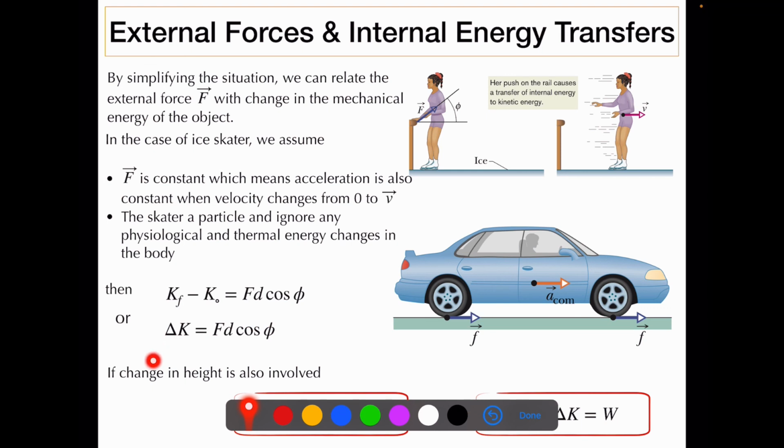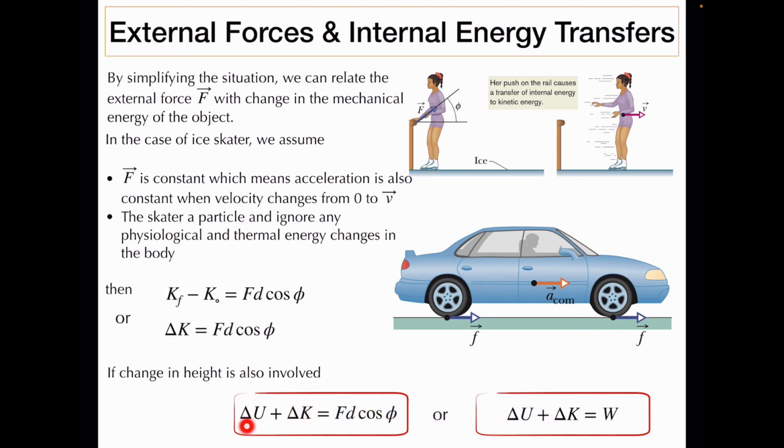And if there is some height involved also, meaning that the girl jumped, then there will be a change in potential energy also involved in it. This U represents potential energy. So the change in potential energy plus the change in kinetic energy will be equal to the work done, or we can write it like this as well.